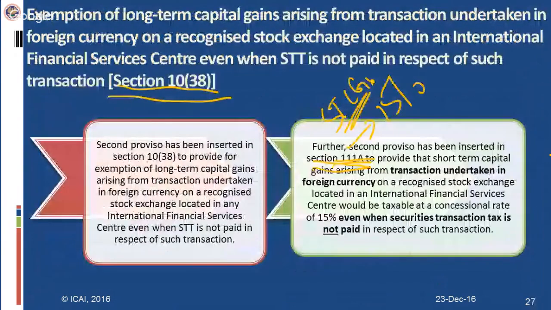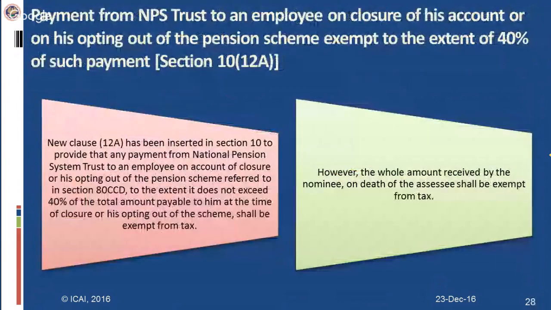The next one relates to payment from NPS trust to an employee on closure of his account or in his opting out of the pension scheme. Now, regarding NPS, the National Pension System, when an employee contributes and an employer contributes, what is the tax treatment? The employee contributes, it is exempt up to 10% of salary. To that extent, it is allowable as deduction under 80CCD(1).